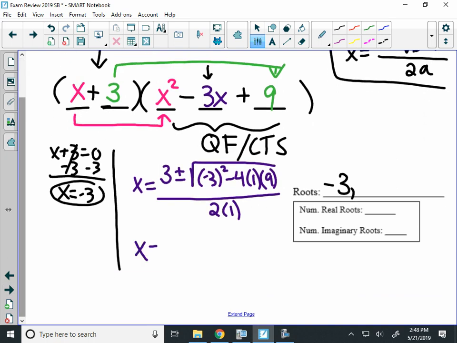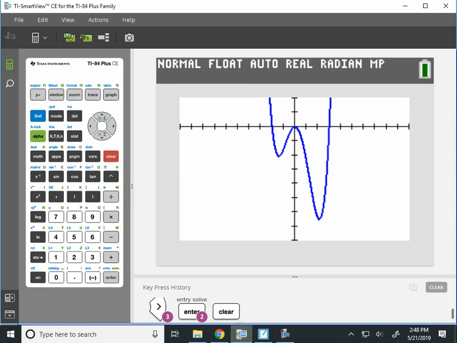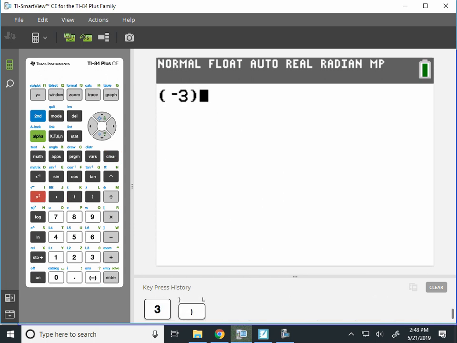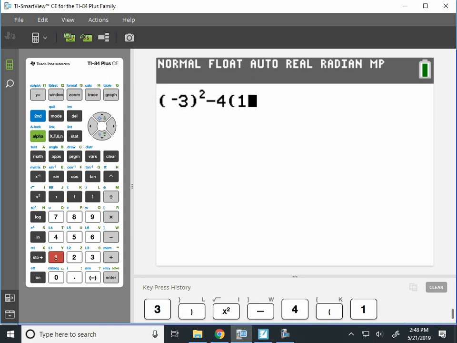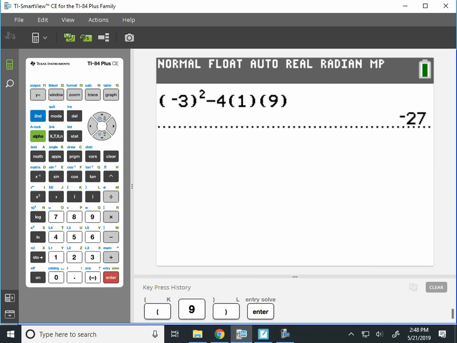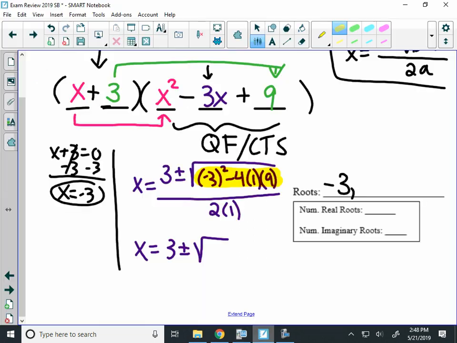Now, if I'm simplifying this, 3 plus or minus, don't put the square root into your calculator, just the radicand, the discriminant, what's underneath the radical here. So you would take -3 squared minus 4 times 1 times 9, which is -27. So you have 3 plus or minus the square root of -27 all over 2.